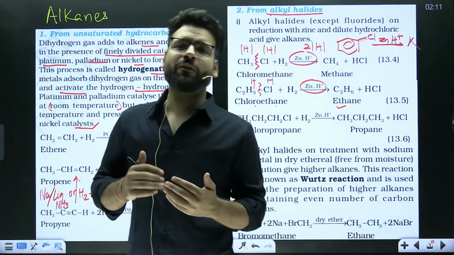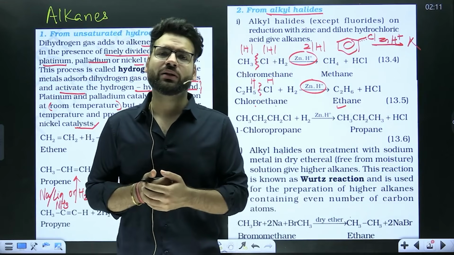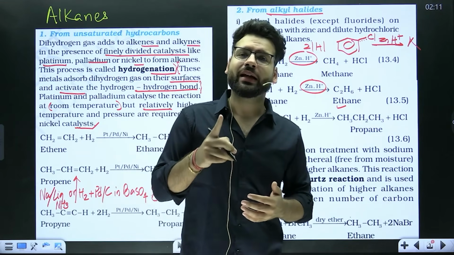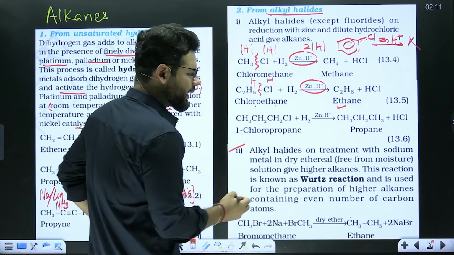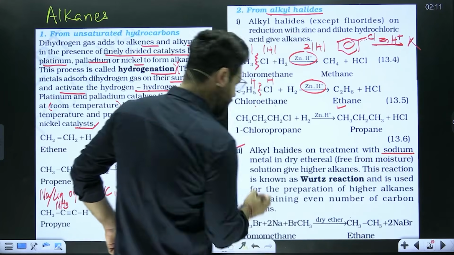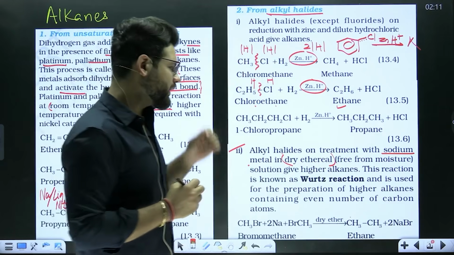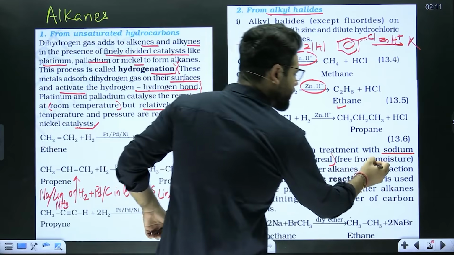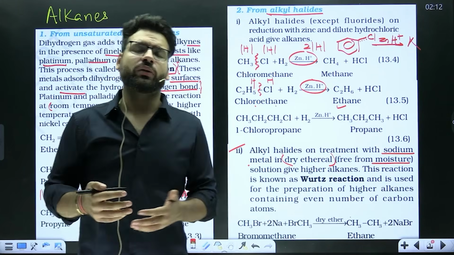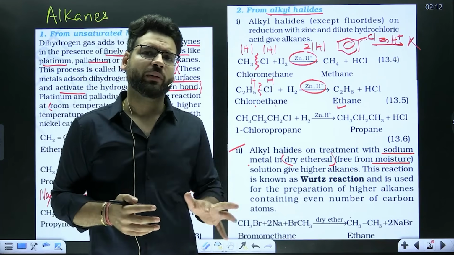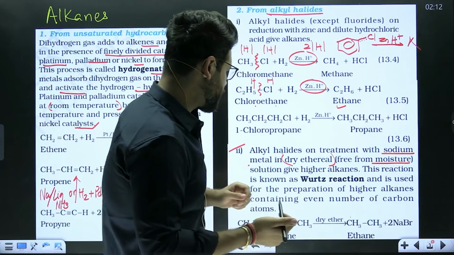Second option is if you want to prepare symmetrical even number carbon alkanes with double the number of carbons. In that case, what you use is a very important named reaction, which is the Wurtz reaction. Alkyl halides on treatment with sodium in the presence of dry ether, free from moisture, because we know sodium is highly explosive in moisture. So there should not be any water vapor or moisture here, otherwise sodium will burst.